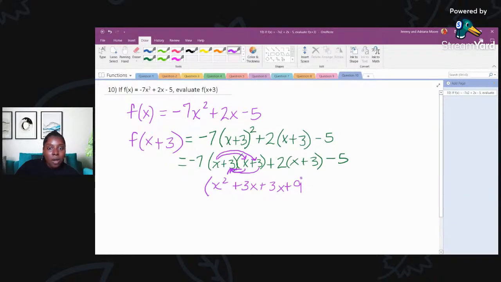Okay, and all of this, don't forget about this negative 7, is going to be multiplied by negative 7. Okay, and let's bring all of this other stuff down so we don't forget about it later. Ooh, y'all can't see that.